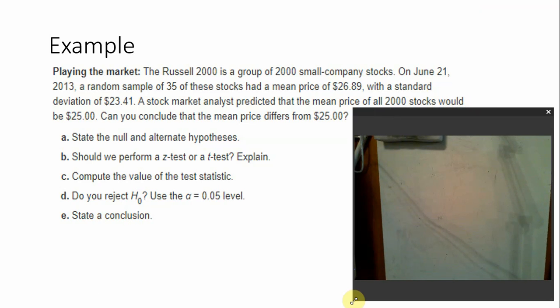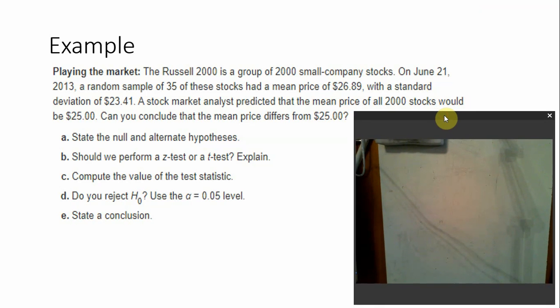So the Russell 2000 is a group of 2,000 small company stocks. On January 21st, 2013, a random sample of 35 of these stocks had a mean price of $26.89 with a standard deviation of $23.41. A stock market analyst predicted that the mean price of all 2,000 stocks would be $25. Can you conclude that the mean price differs from $25? Okay, so we're going to work through, and eventually we're going to get down here when we get into D, of here's the alpha level that we run the test on.